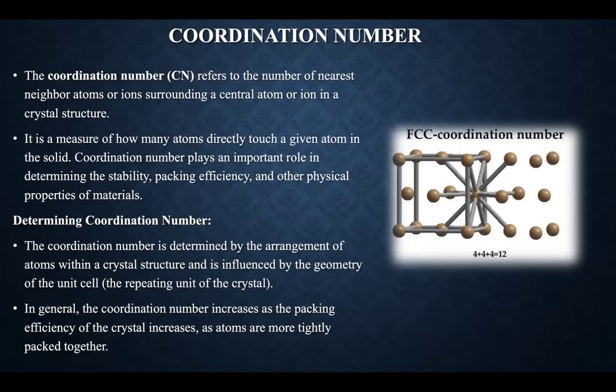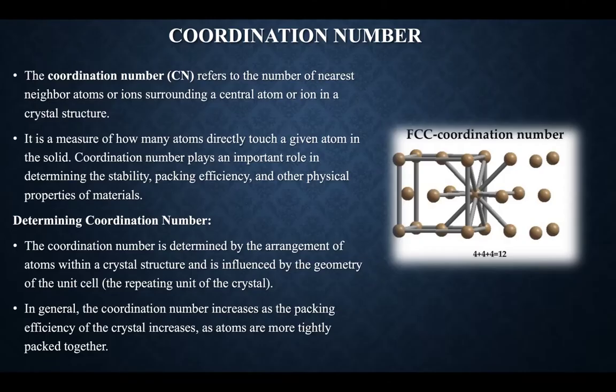And this coordination number plays a major role in determining the stability, packing efficiency, and the other physical properties of a material. So, how to determine this coordination number? Let's take an example. We consider this FCC structure, and we'll see how the coordination number for this FCC structure can be found. The coordination number is determined by the arrangement of atoms within the crystal structure, which we already discussed, and is influenced by the geometry of the unit cell. In general, coordination number increases as the packing efficiency of a crystal increases, as atoms are more tightly packed together.